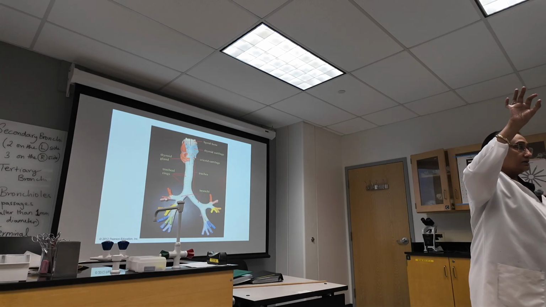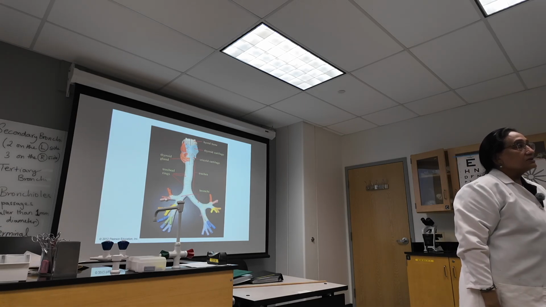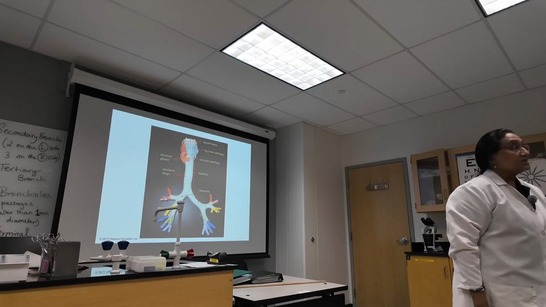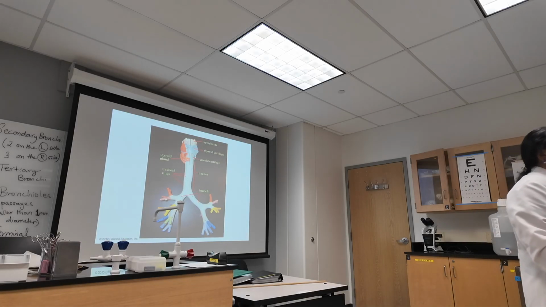Why do you think the trachea does not have circular cartilage and only has C-shaped cartilage? What is the functional necessity? The muscle contraction. To make it easier to change shape.